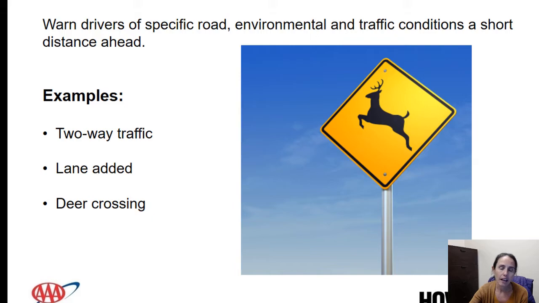Your warning signs, you'll see that watch out for deer. Also, like if you're in the mountains, they have the watch out for bear. They also say watch out for horses as well. Two-way traffic, lane added, and then it's, of course, the deer crossing.